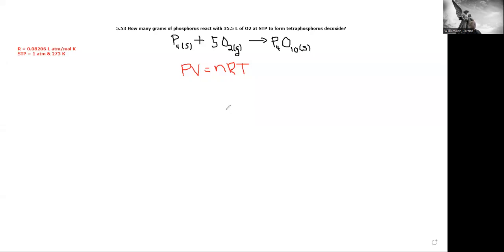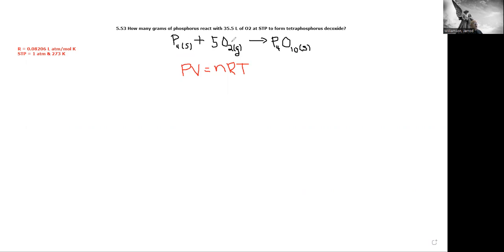Okay, this is Dr. Williamson, working homework problem chapter 5, number 53, 5.53. It says: how many grams of phosphorus react with 35.5 liters of O2, oxygen gas, at STP to form tetraphosphorus decoxide?